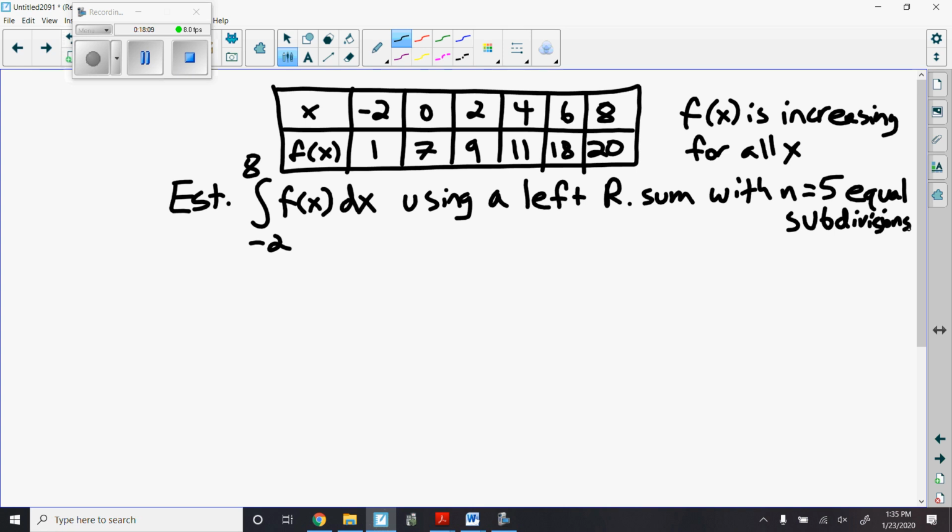The first thing I want you to get in the habit of is starting by rewriting our definite integral and then writing an approximately equal sign. These are estimates. So we want to show the grader that we understand it's an estimate by writing this first. So to start here, I'm going to say the integral from -2 to 8 of f of x dx approximately equals.